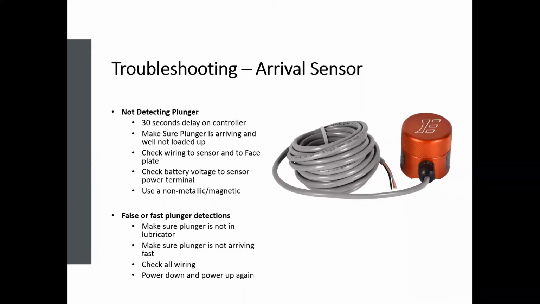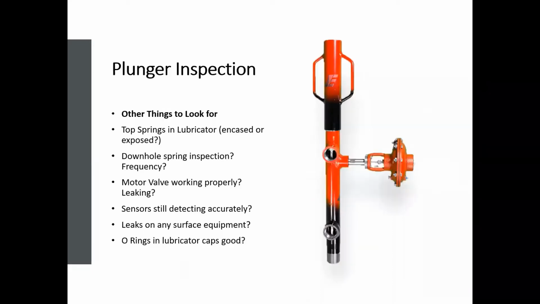For false or fast plunger detections, again, make sure the plunger is not caught in the lubricator. Check to make sure the plunger is not running that fast. You have to be at the well. Check for wiring and power on the controller. The sensor may need to be replaced if it's been in contact with large bursts of electricity like lightning.